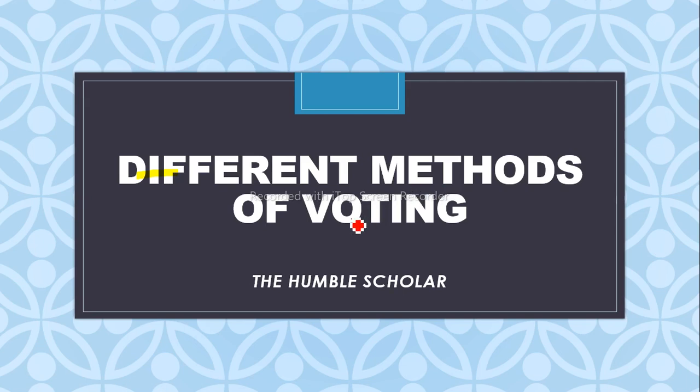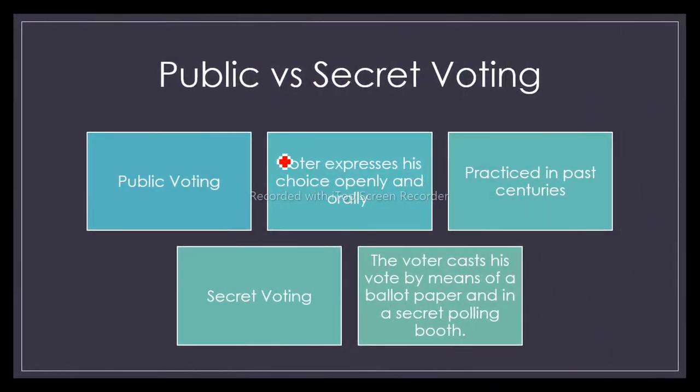We have compulsory voting, we have secret voting, we have public voting, we have plural voting, and we have weighted voting. So yes, let's get going. The first one is public voting and the secret voting.